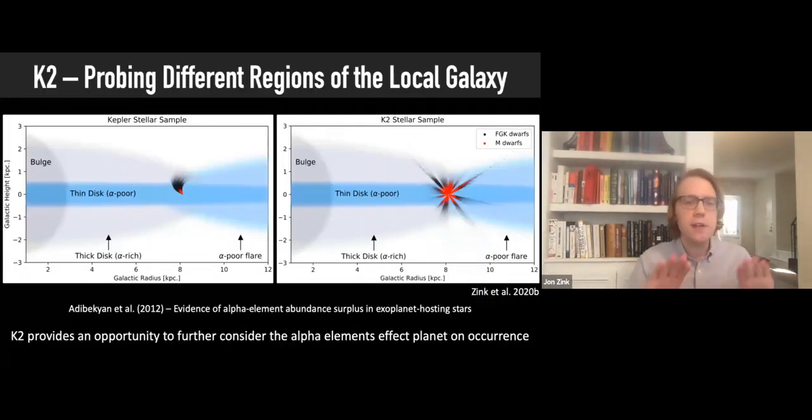Taking this one step further, this is now an edge-on view of the two mission footprints. You can see Kepler is mostly focused on this thin disk region, the galactic substructure, whereas K2 looks at all different types of regions in the galactic substructure. And this could be important, right? We might want to look at this thick disk region and see how planet occurrence changes as we look from the thin disk to the thick disk. We have some early evidence indicating that alpha abundance, which is greater in the thick disk, is important for planet formation, but we need more data. And the K2 mission is really going to enable us to do that.